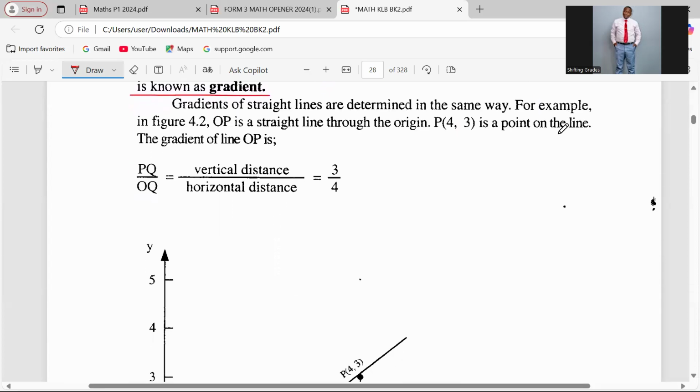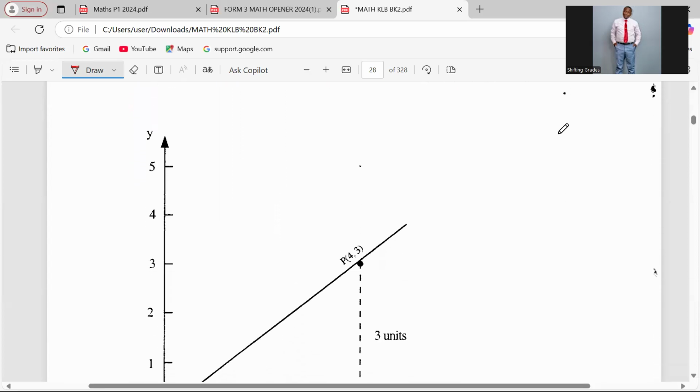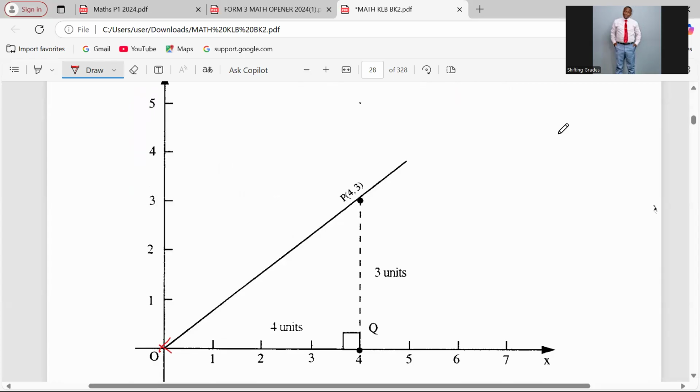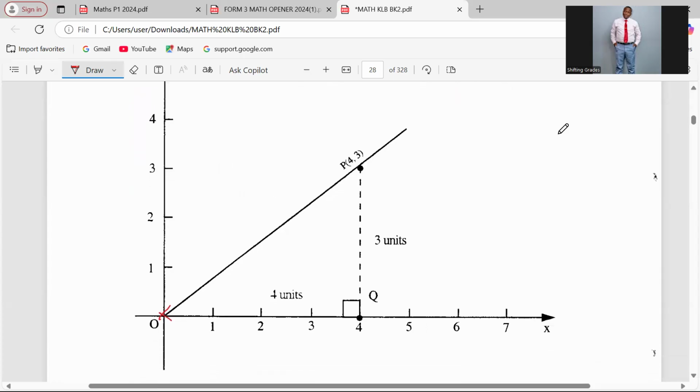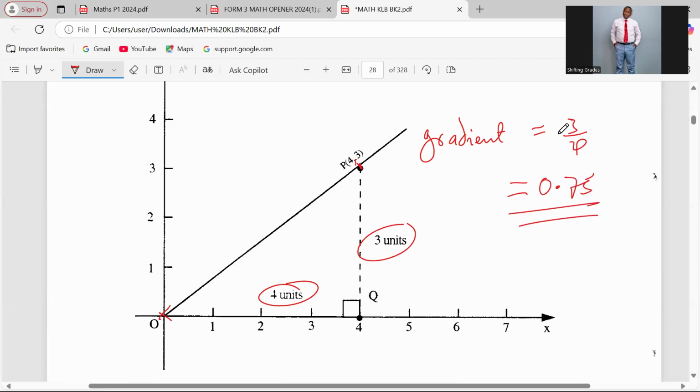The same can be done for lines. We can consider an example of line OP, whereby we have O to P. P is the coordinate (4, 3). Therefore, 4 units in the x direction and 3 units in the vertical axis, and that means a gradient equivalent to 3/4, which can also be expressed as the decimal 0.75, which is not a must. It can be expressed as a fraction or even a decimal.